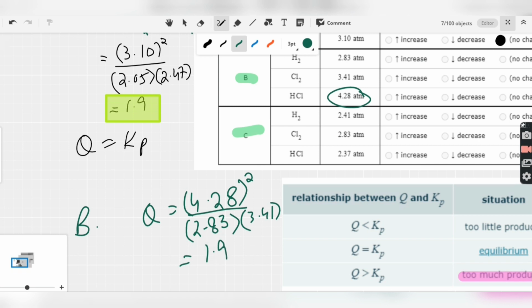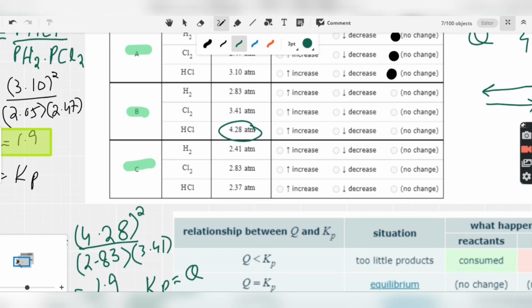So that again indicates there will be no change in the reactants and the products, because in this case Kp is again equal to Q. So we need to click on no change.